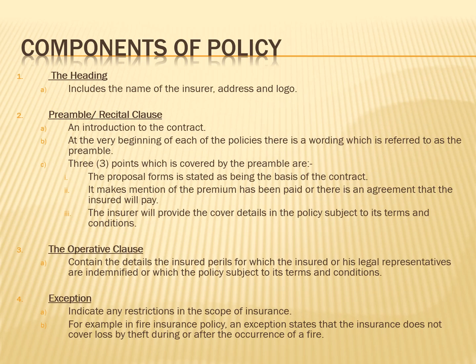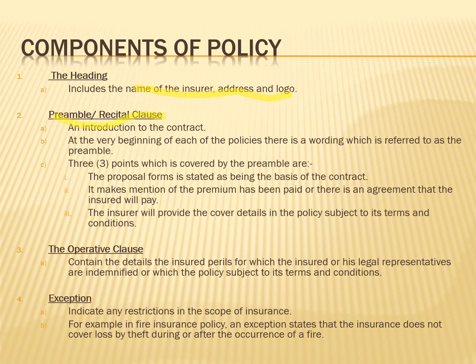Okay, so what are the components in the policy? We have the heading. The heading is on the top of the policy. So we have the name of the insurance company, the address and the logo of the insurance company. Okay, and then we have the preamble and also the recital clause.